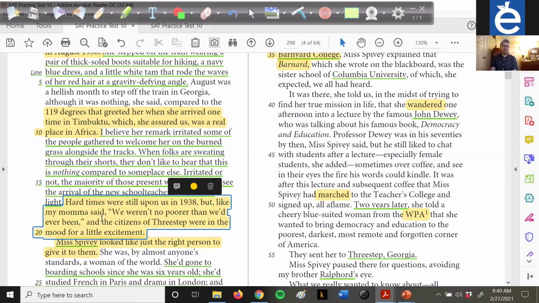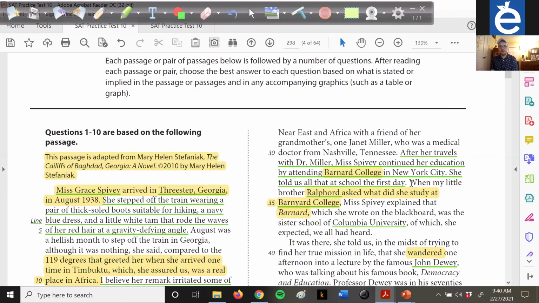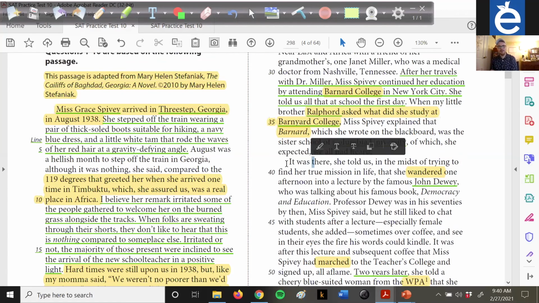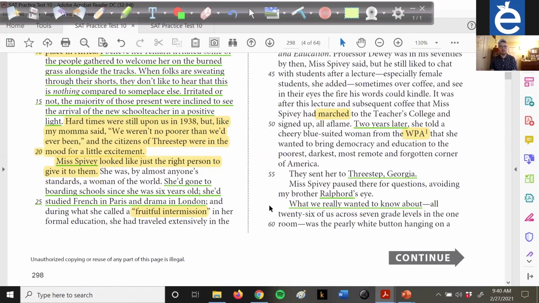And their mother is, all we know here is that their mother is still alive, right? So, okay, that's all we know from there. We know that whoever the narrator is has a little brother, Ralford, who's asking these questions. And then she continues to say, it was there that she told us, in the midst of trying to find her true mission in life. So who is she telling? She's telling the class. So whoever's narrating this must belong to the class.